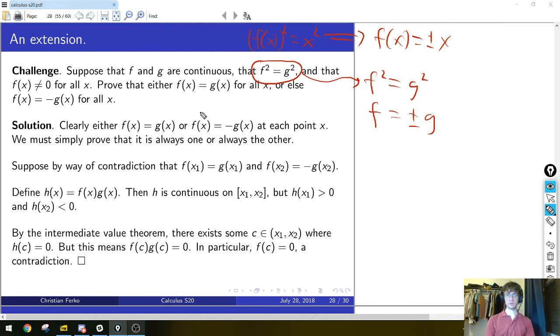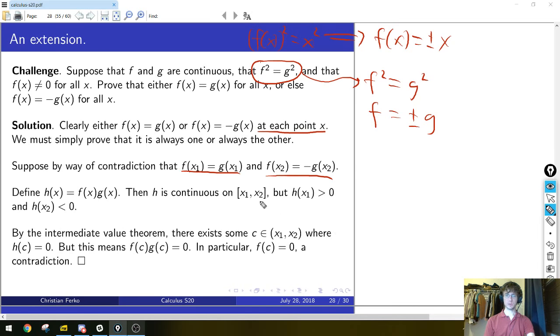So here's the proof. Take square roots of this equation. Obviously from the square roots, either f equals g or f equals minus g at each point x. They could be separately some points x and some points plus and some points minus. So all we have to do is prove that it's always one or always the other, that it doesn't switch. To prove that by contradiction, suppose that it's plus at one and minus at another. That shouldn't be possible, because we're saying it's always one or always the other. So we assume by way of contradiction that f of x is plus g of x at one point and minus g of x at another point.